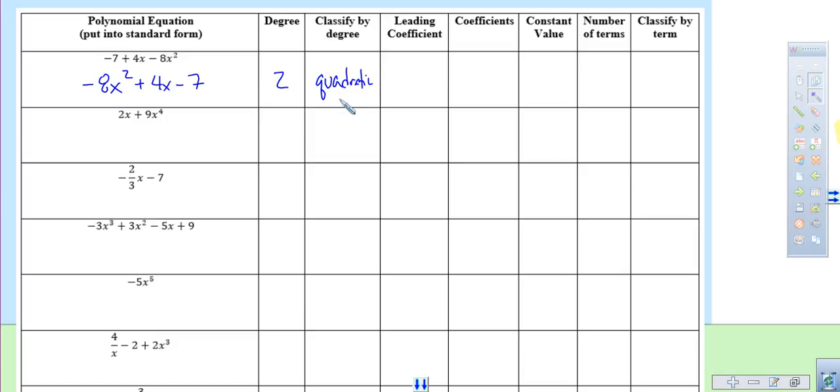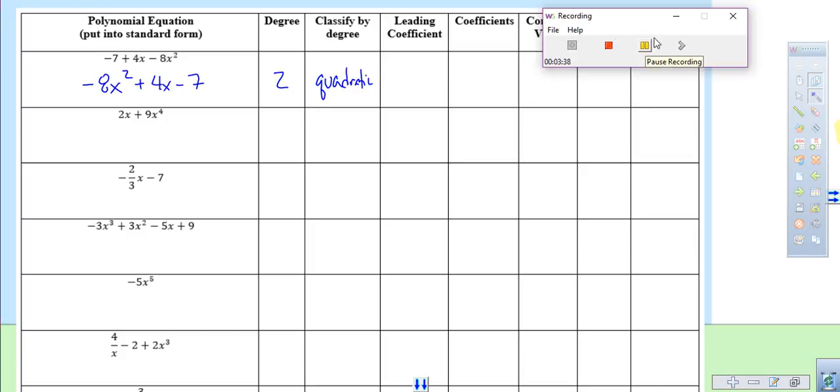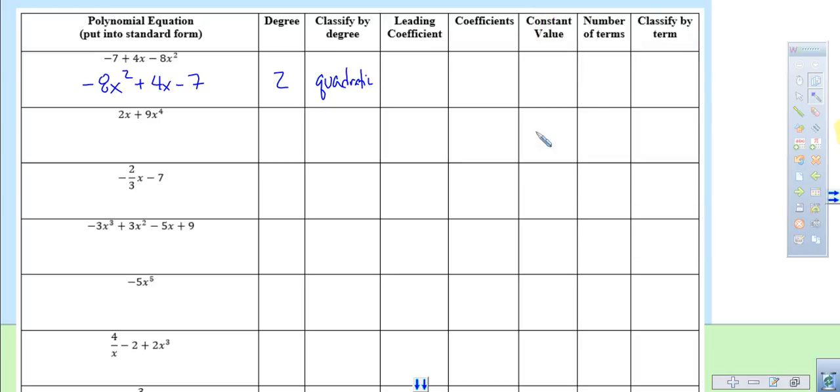This would be quadratic. The leading coefficient is important because we're going to discuss this whole idea of whether your leading coefficient is positive or negative and how that affects the behavior of your graph. So knowing the leading coefficient, and knowing that it's -8, is actually very important. Coefficients, these are just for conversation purposes.